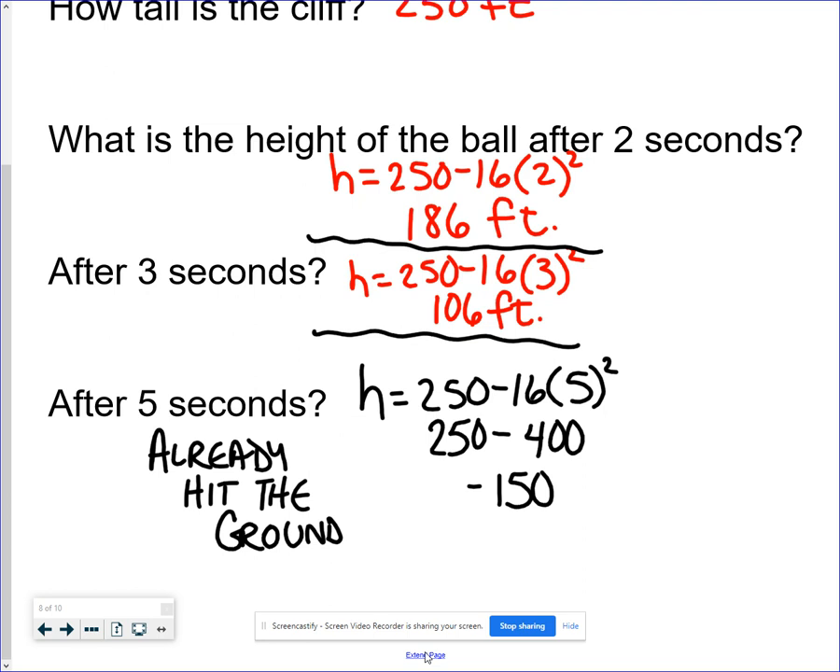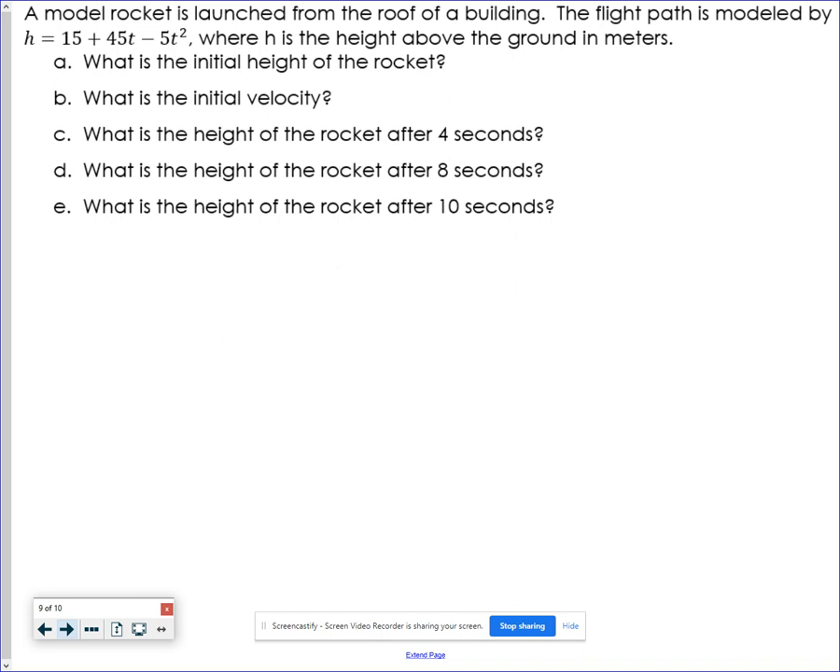Right? I want you to understand that if you get, sorry for the bell, if you get a negative height, that means that it already is done. It already hit the ground.